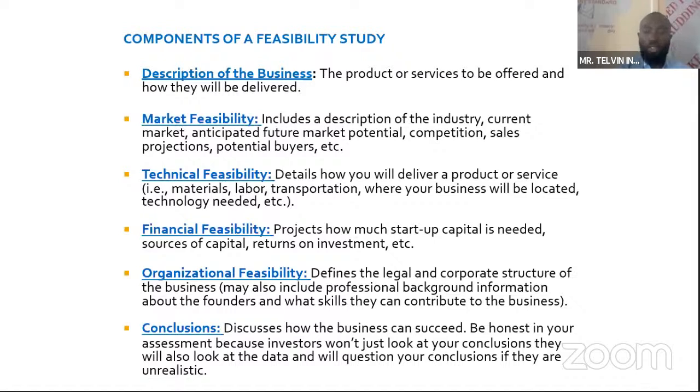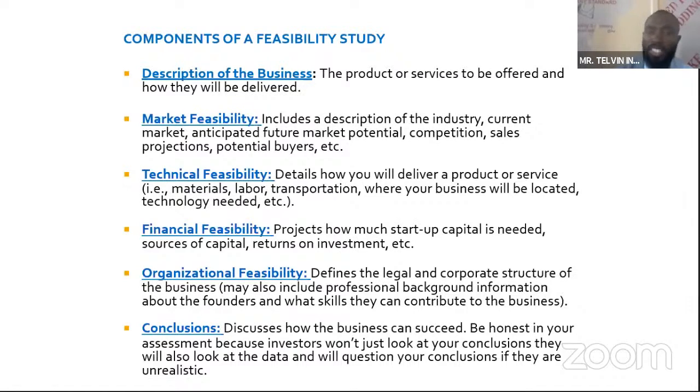Then you bring in your conclusion. In your conclusion, you will discuss how the business can succeed. But when you are doing your conclusion on how the business can succeed, make sure that your data is very true. Because if you are not honest with your data and in your assessment, your investors will also look at data from elsewhere and will question your conclusion if your conclusions are unrealistic.